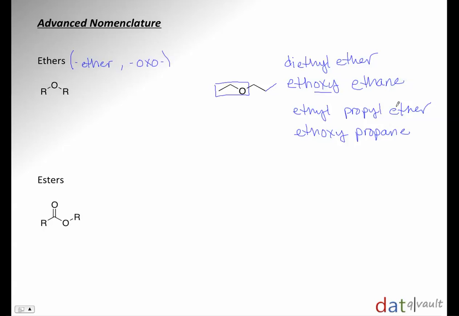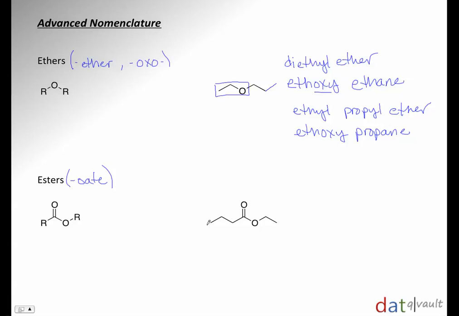Alright, let's move on to ester substituents. Esters have this general form here, where R is an alkyl group. Esters end in the suffix -oate. So we're going to use this ester here as an example.